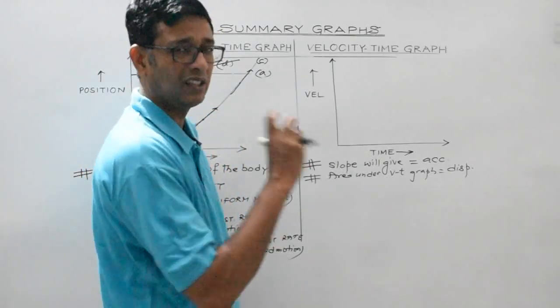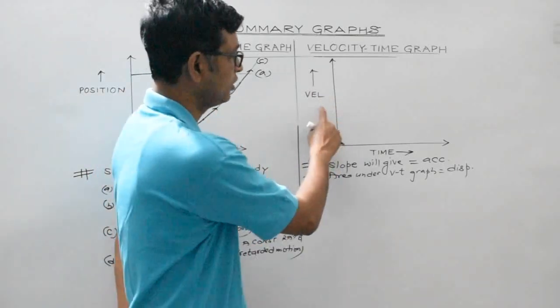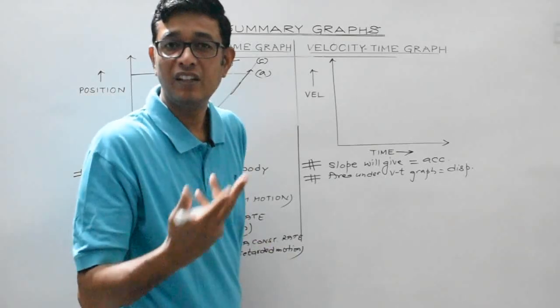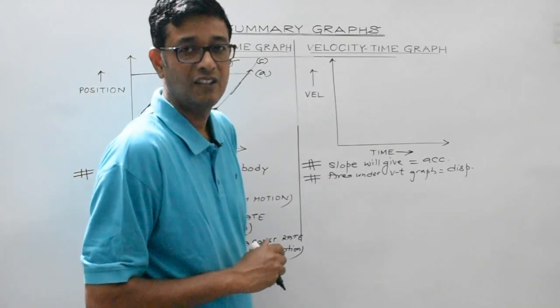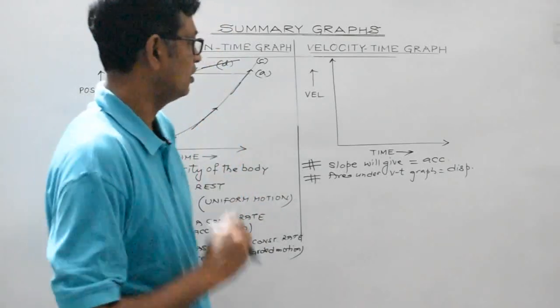Area means, just find out dimensionally. Area means velocity multiplied by time. So its unit is meter per second, its unit is second. So we'll be left with meter, which is the unit of distance or displacement covered by the body, isn't it? So area under the VT graph gives displacement covered by the body. Now let's check it out.